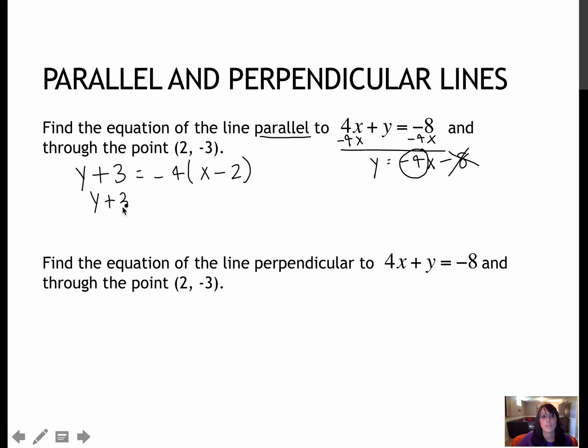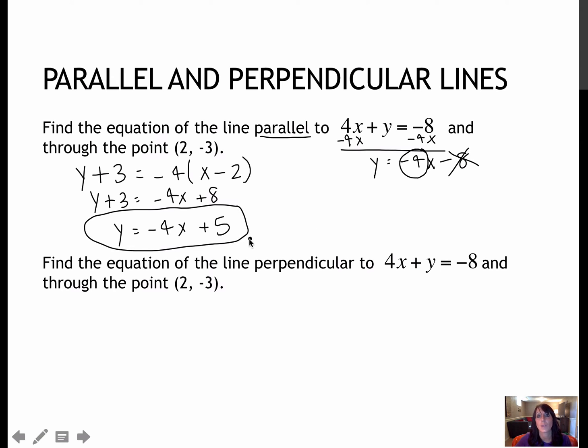Distribute, subtract the 3, and there's my equation. So if I graphed these two lines, they would be parallel to each other, and this line that I just wrote the equation for would go through the point (2, -3).